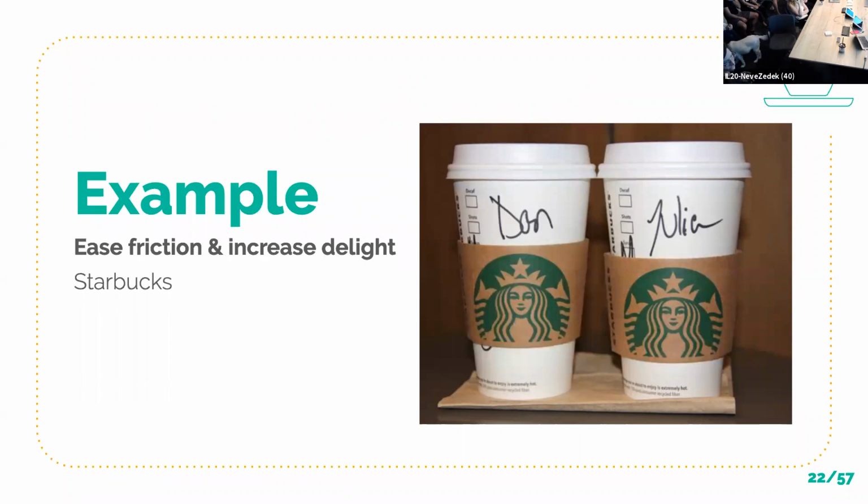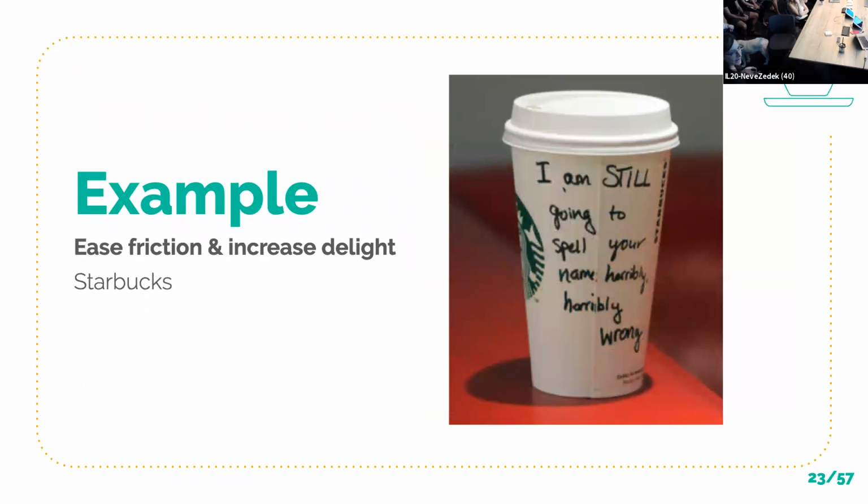So someone came with a really tough name and the barista had two options. The cup said, "I'm still going to spell your name horribly, horribly wrong." And that was a really cute way to handle the situation. So instead of this person being angry or saying, "oh, you narrow-minded racist, why can't you say it," he put it on Instagram and got them more PR.